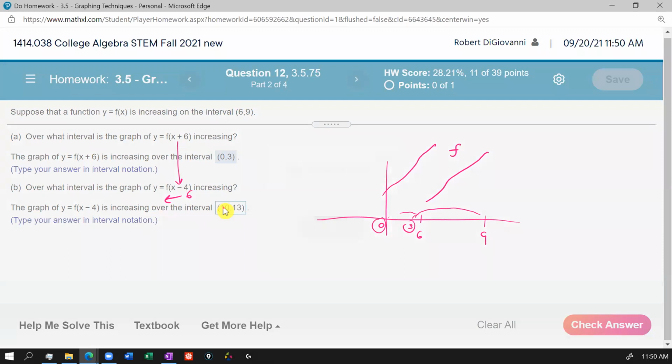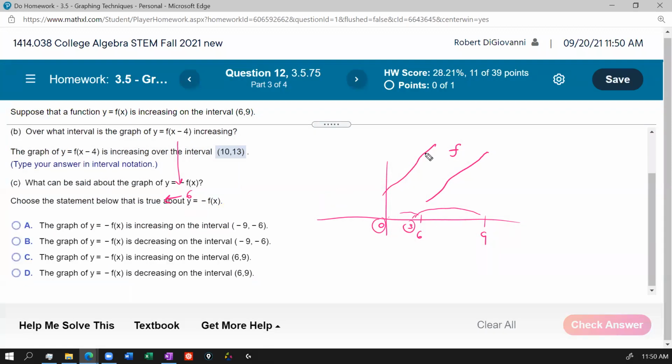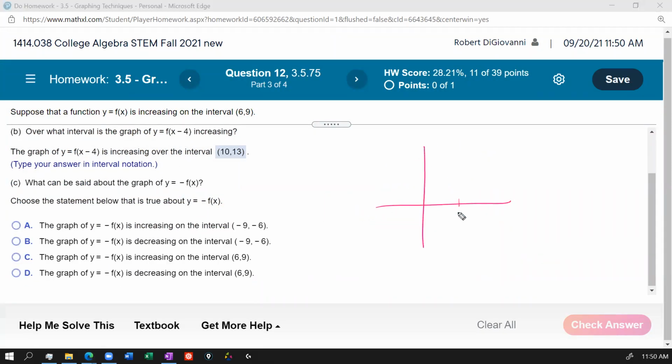Let me clear this out, it's getting too cluttered. Okay, what can be said about the graph of y equals negative f of x? So again, we had this function from 6 to 9, function was increasing. If we look at negative f of x, that's a reflection over the x-axis. Now it's going to look like this. And so now it'll be decreasing on the interval from 6 to 9.